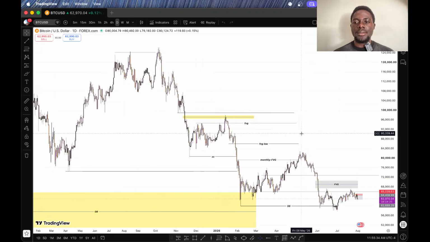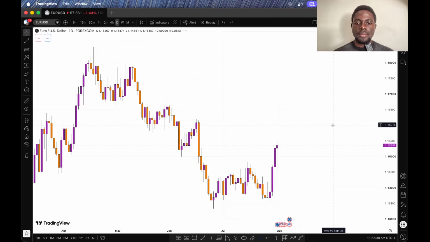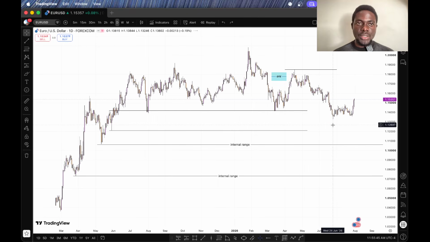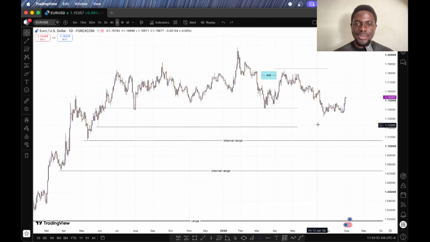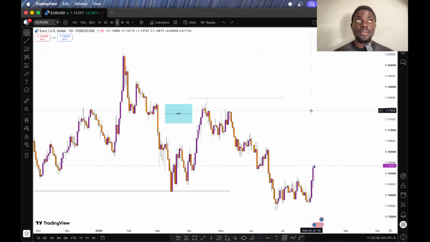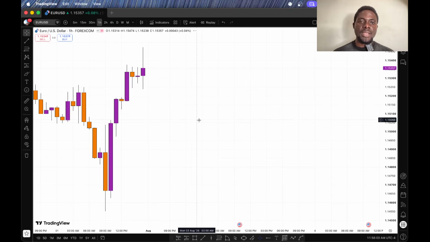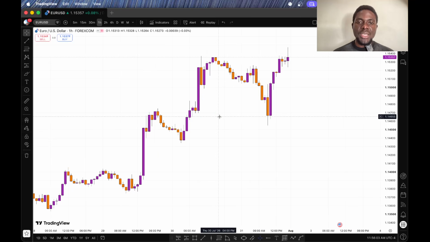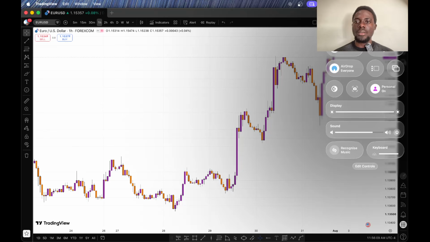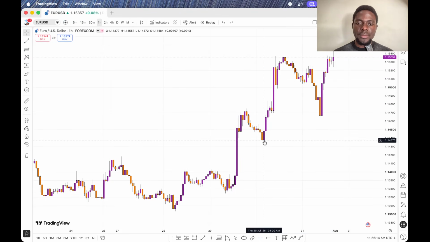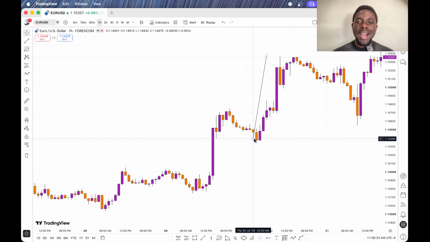Let me use a pair like Euro USD. It's in an uptrend now. So a move like this, we are trying to measure. If price has moved from this point all the way to this point, we are trying to measure how many pips this is.